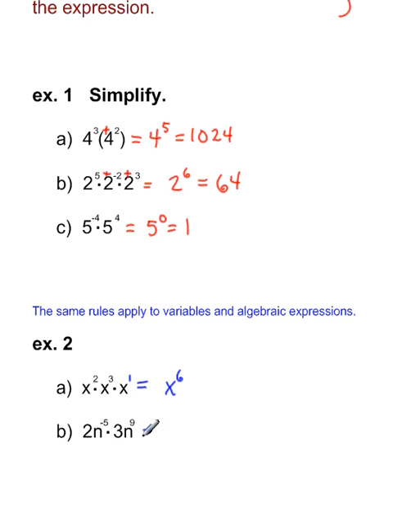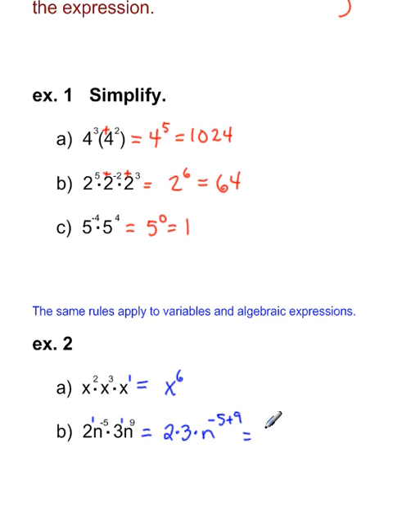For our B example, this time I have something a little bit different. I have bases of 2, n, and 3. This negative 5 is only applied to the n, and this 9 is only applied to this n. The 2 and the 3 both have exponents of 1, and since 2 and 3 are different bases, we're just going to have to evaluate those alone by themselves without using the shortcut rule.